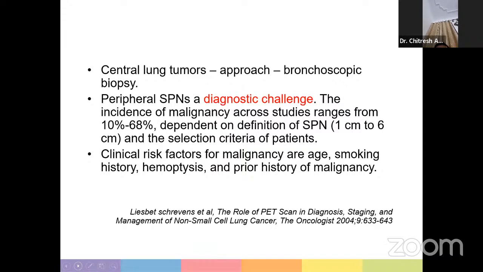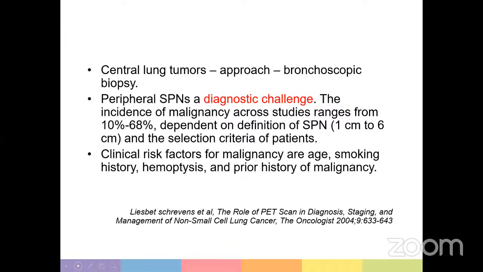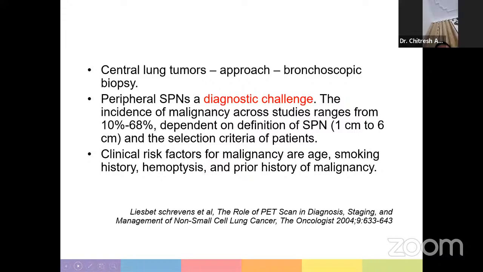So for central lung tumors, the bronchoscopic approach is somewhat different. But for peripheral SPNs, it is a diagnostic challenge, because the incidence of malignancy across studies ranges from 10 to 68%, depending on the definition of a solitary pulmonary nodule and the selection criteria for the patients. The clinical risk factors for malignancy include age, smoking history, hemoptysis, and a prior history of malignancy. And this we all agree to.